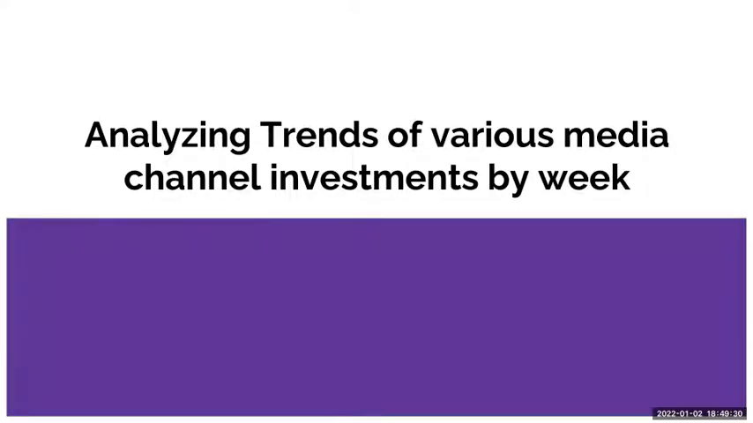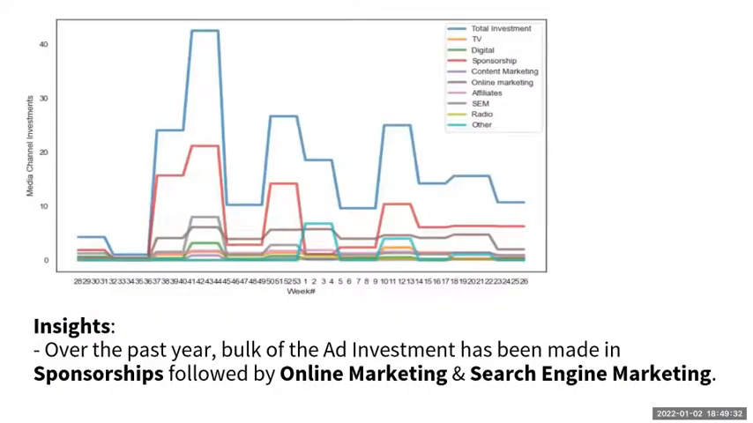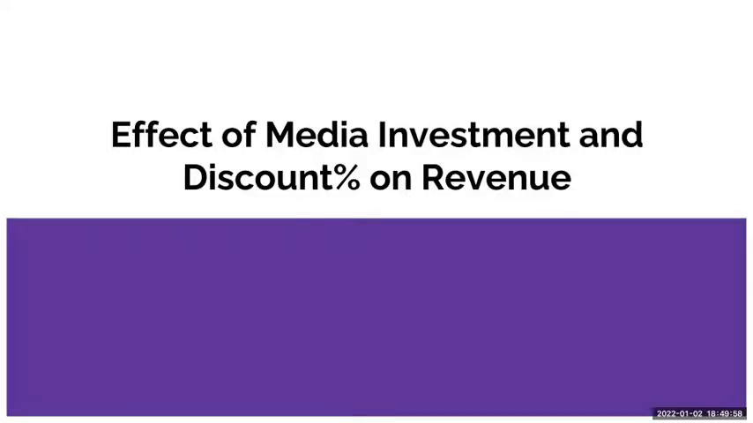Various media channels investment by week. Quickly put, these are the different media channels, the respective colors across the weeks. Weeks is on the x-axis from basically 28 to 26. So that's from June 2015 to July 2016. All it says is that sponsorships, online marketing and search engine are the most important channels that you need to look into. So these are again the features that go into your model.